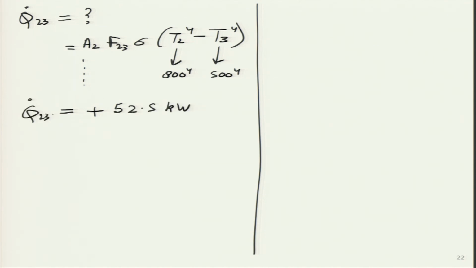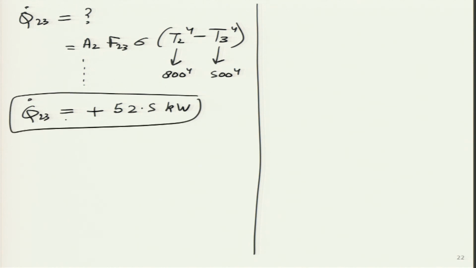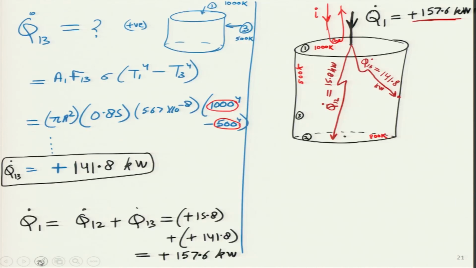You see what this is telling us, that even between surface 2 and 3, a net rate of heat transfer is there. So remember this number 52.5. I go back to the previous slide. Now I am showing over here that even between surface 2 and surface 3, this is just what we have calculated over here. This value was 52.5. This is also kilowatt.